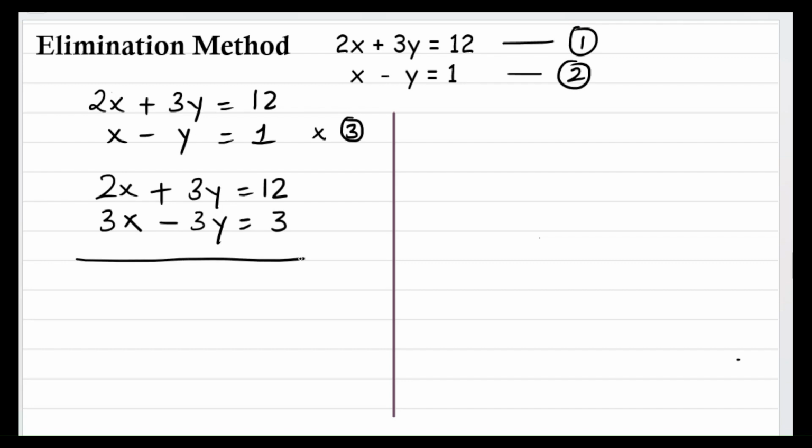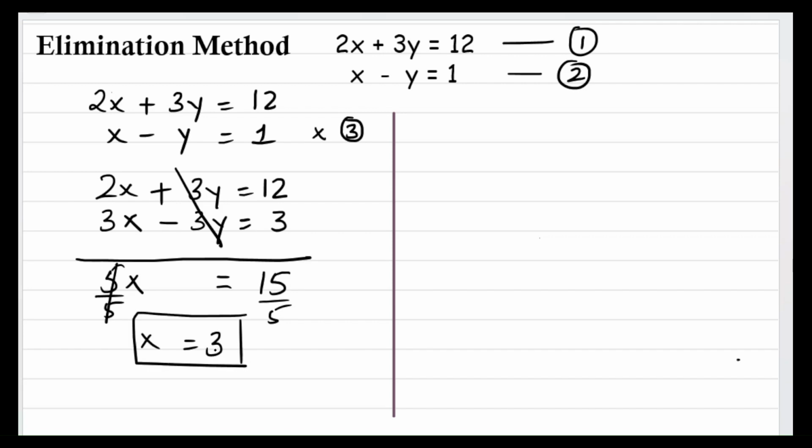And now I will add these equations. 2 plus 3, 5x, plus 3y minus 3y will give you 0, cancel, equals 12 plus 3, 15. See, we made the coefficients of y same and the y terms are eliminated. Now, this is nothing but a linear equation in x. So, divide by 5 on both sides. 5 divided by 5, 1. So, x gives me 15 over 5, 3. So, x comes out to be 3.